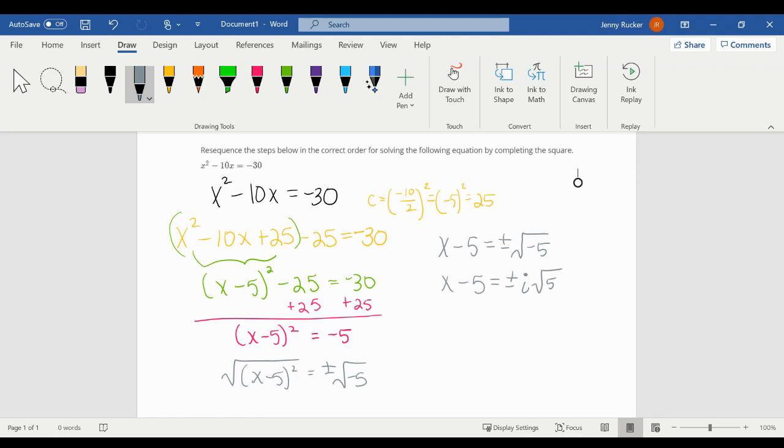Now that square root of negative 5, we have to simplify as plus or minus i square root of 5, because the square root of negative 1 is equivalent to i, and then i will come out here and get multiplied by the radical.